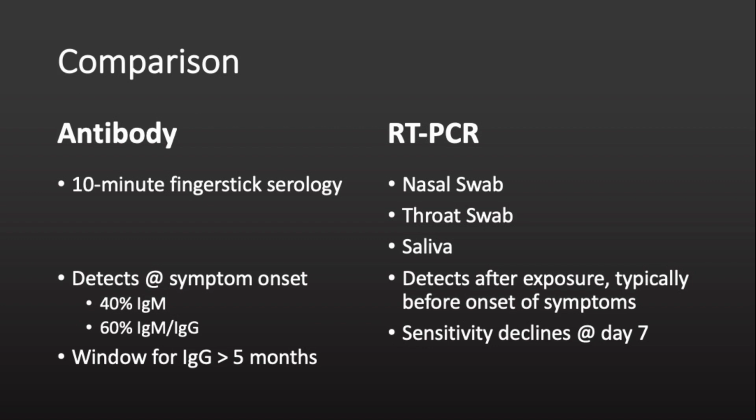The PCR will detect after exposure, but before symptoms begin. The sensitivity does decline at day 7 on the PCR, but the sensitivity increases with antibody with time. The window, as I said before, for IgG is up to 5 months. And of course, with IgG, the individual resident may have immunity.